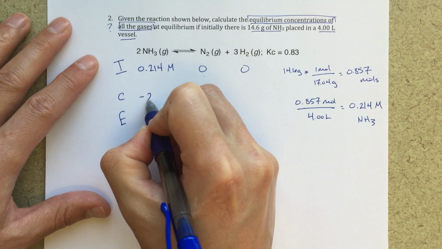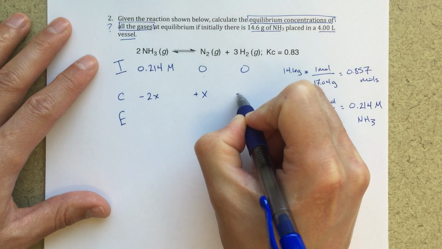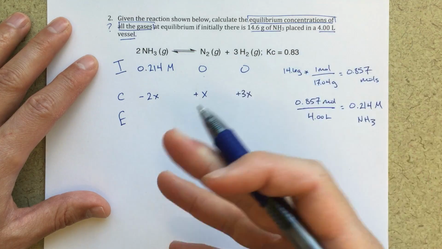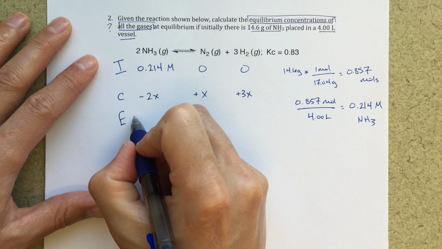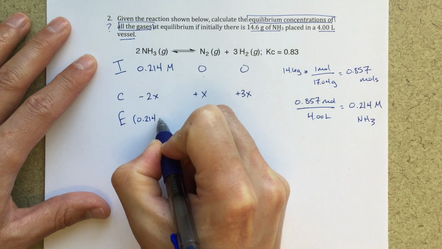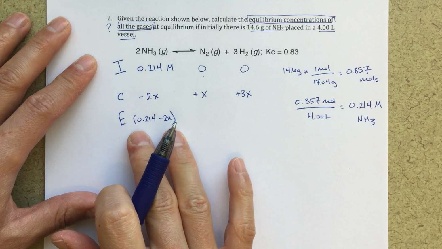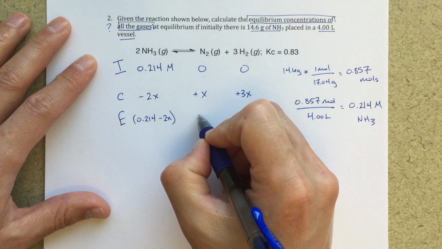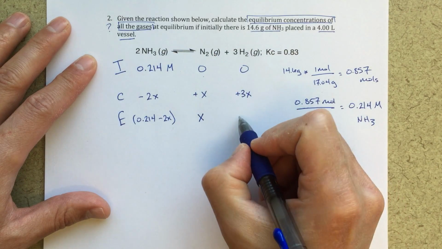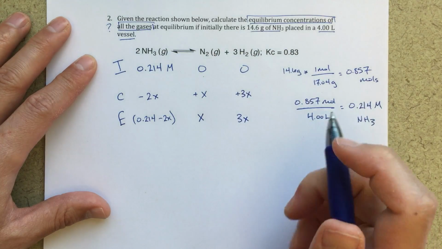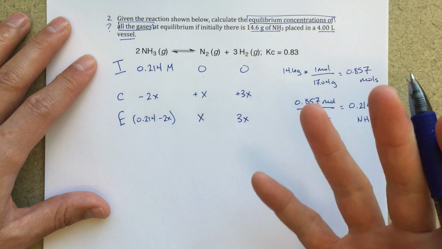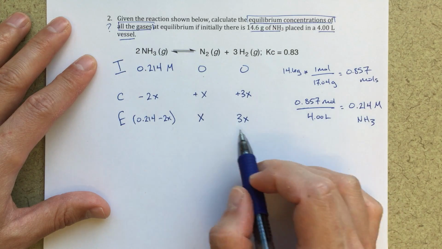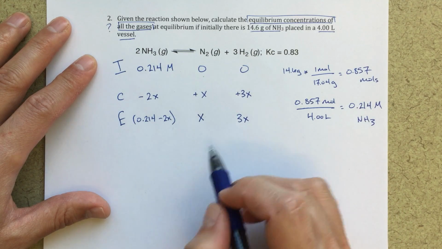My change line here is going to be minus 2x, plus x, and then plus 3x. So I don't know if we've seen this yet, but since this coefficient is 3, that means that it's going to be plus 3x. And then at equilibrium, 0.214 minus 2x, this is the expression. This is going to tell us mathematically how much NH3 I have at equilibrium. I'm going to have x molarity of N2, and then I'm going to have 3x molarity of H2. So it's a 1 to 3 mole to mole ratio, so this would make sense, right? Whenever we make N2, we're going to make 3 times as much H2. So this is my expression for equilibrium.